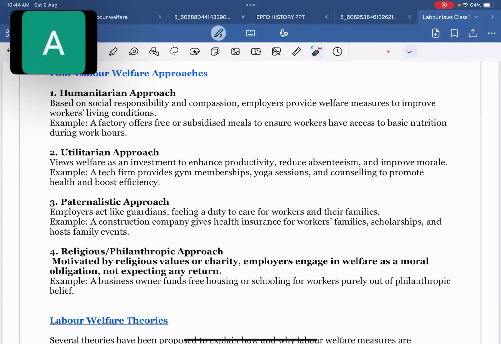Many of the companies are providing that, and even institutions are providing health insurance. So this comes under it. So now moving towards the next topic.